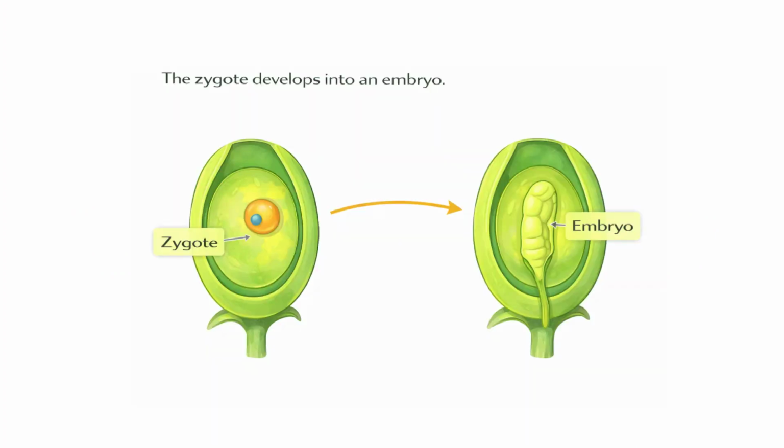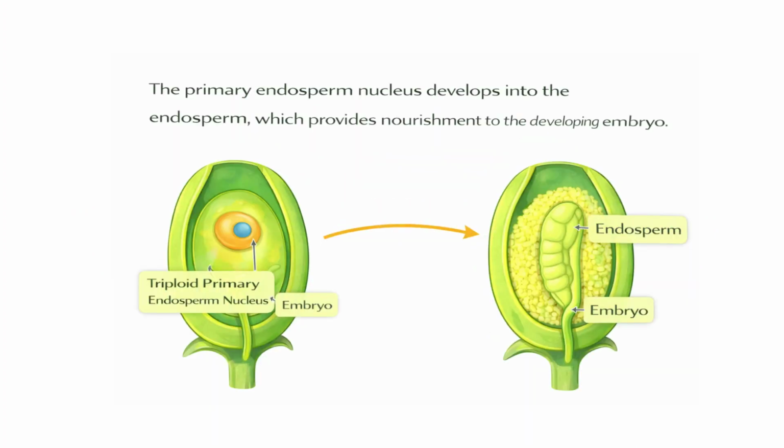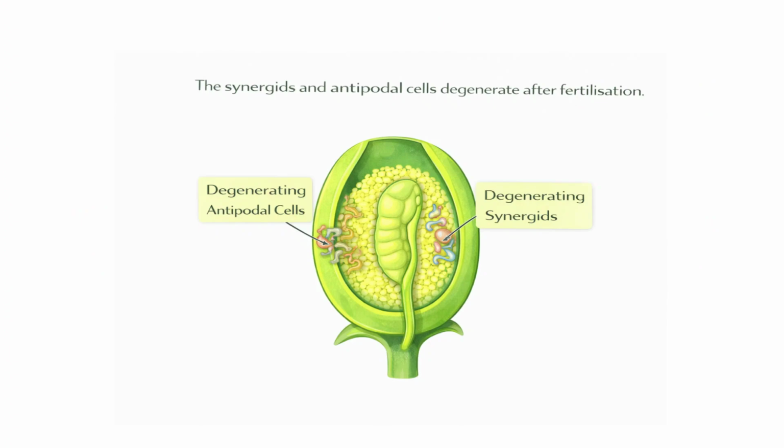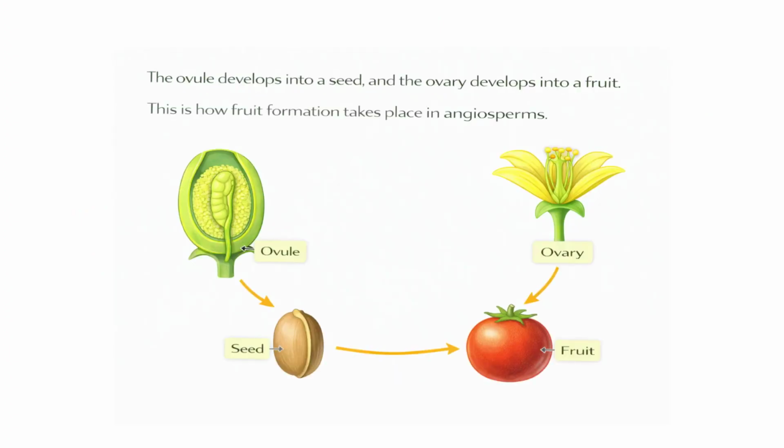Now let us understand events after fertilization. After fertilization, several developmental changes take place. The zygote develops into an embryo, and the primary endosperm nucleus develops into endosperm, which provides nourishment to the developing embryo. Synergids and antipodal cells degenerate after fertilization. The ovule develops into a seed and the ovary develops into a fruit. This is how fruit formation takes place in angiosperms.